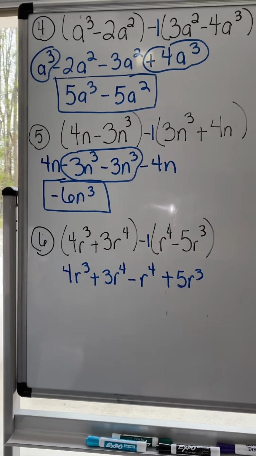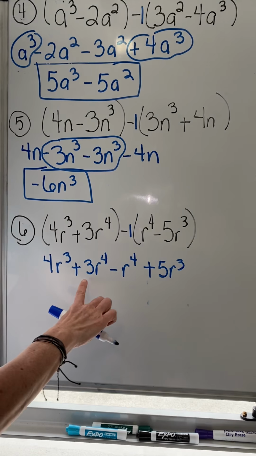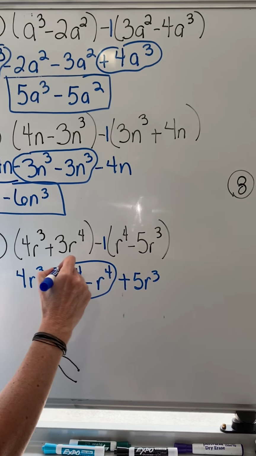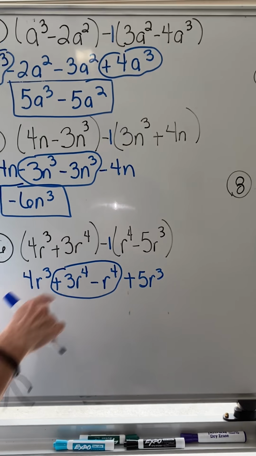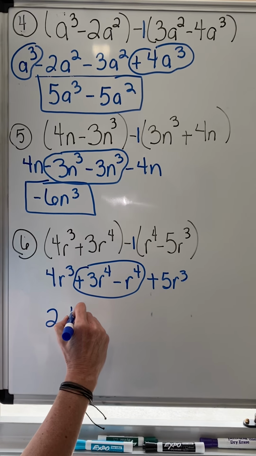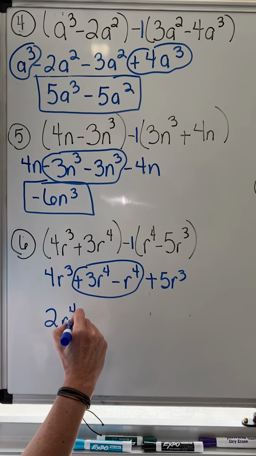The biggest one I have is a 4, and that's going to be these two terms right here. So when you put those two terms together, 3r to the fourth minus 1r to the fourth is 2r to the fourth. And then you can combine those two terms together. 4r to the third plus 5r to the third is going to be 9r to the third.